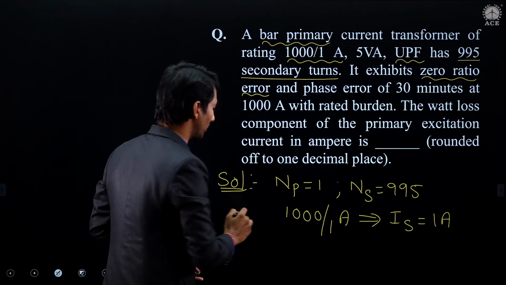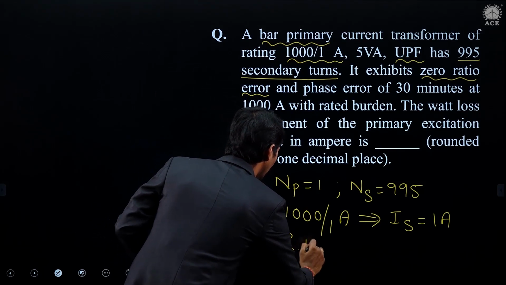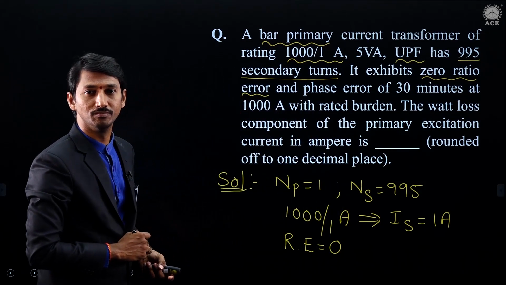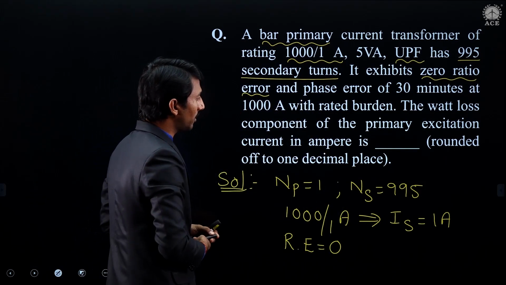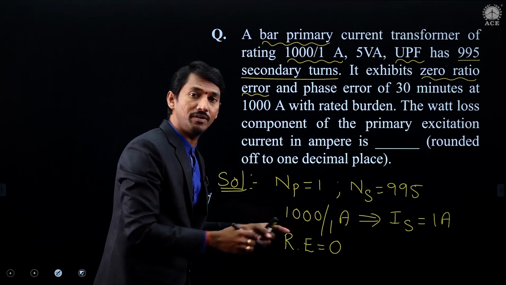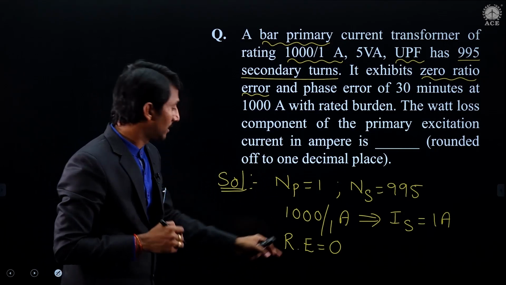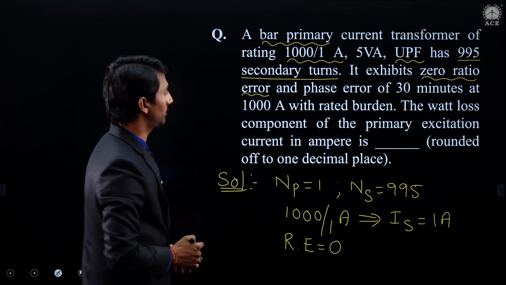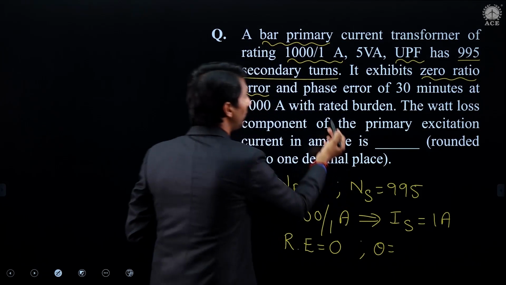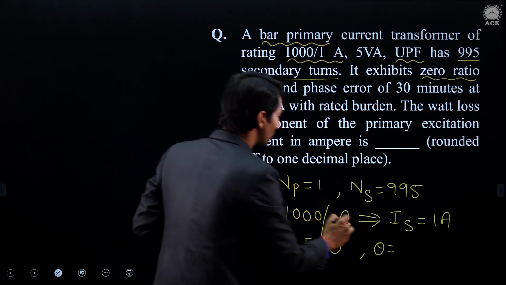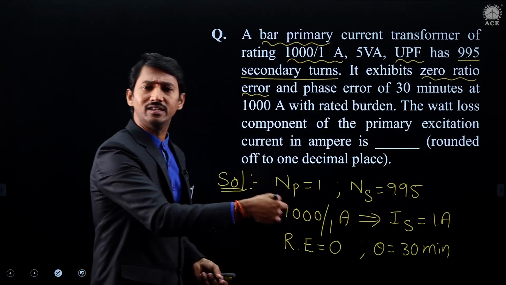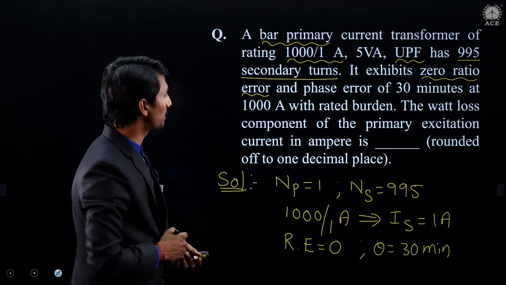Okay. Next, it exhibits a ratio error of 0. So the ratio error is how much? 0. Clear? Okay. Sir, the ratio error is 0. We need to bring the ratio error formula, and from that we need to understand some relation under the 0 ratio error condition. And the phase error is theta, equal to 30 minutes, or we can say in terms of degrees, we can convert it, no problem.